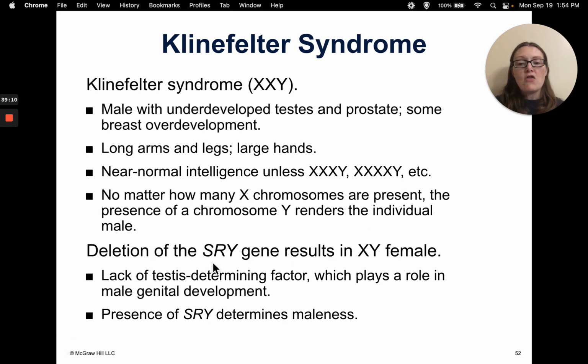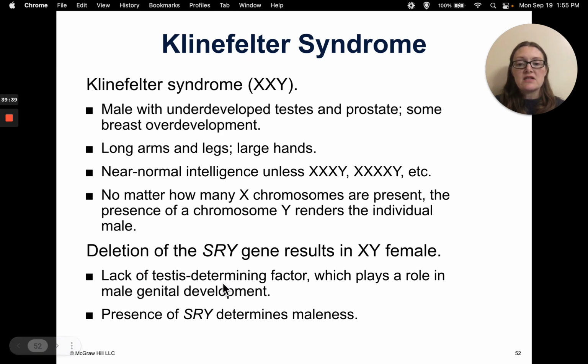There's something called the SRY gene. The SRY gene is the gene on the Y chromosome that basically determines if it is male or not. And sometimes the SRY gene gets deleted and results in an XY female. So even though the Y is present, this individual is not showing any male characteristics because the gene on the Y chromosome is not triggering male representation within the body.